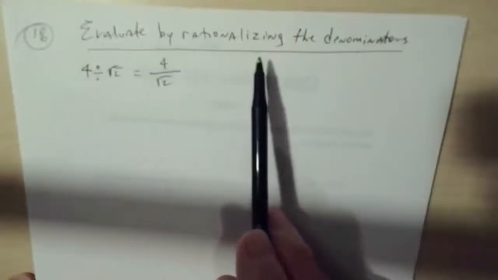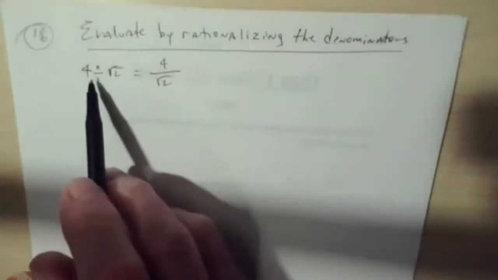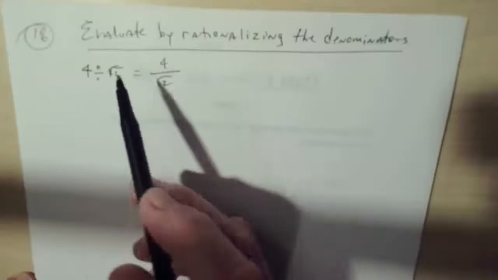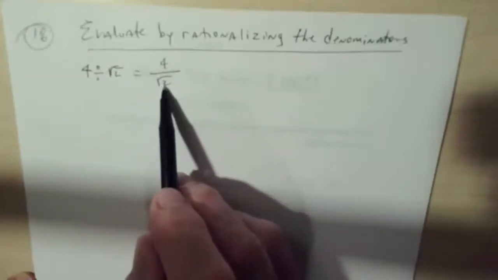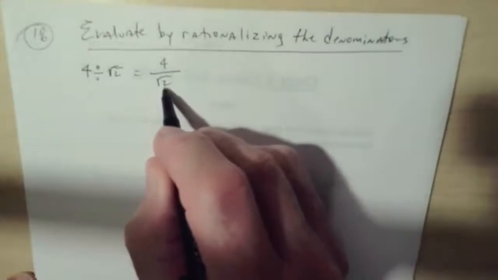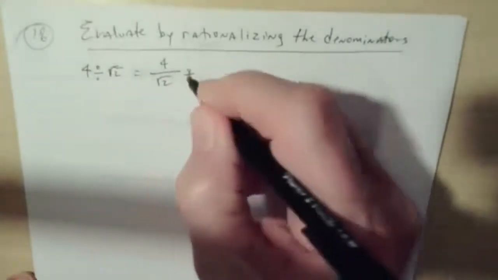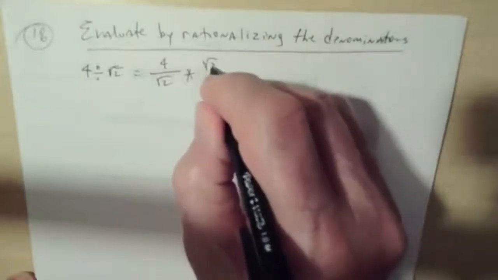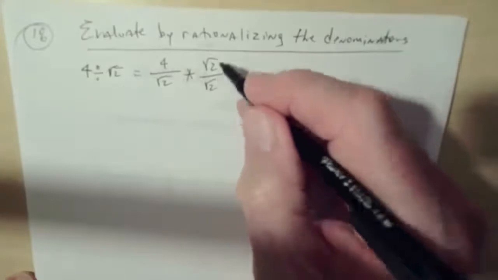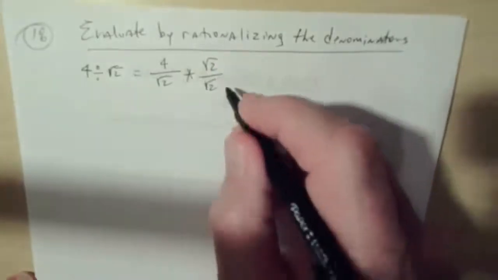Now, evaluate by rationalizing the denominators. Sounds like a disease, doesn't it? Now, I've written it like this: 4 divided by the square root of 2, but it looks like this also. So what we want to do is get rid of the irrational number in the denominator. So we're going to multiply by square root of 2 over square root of 2. Now, any number divided by itself is 1.